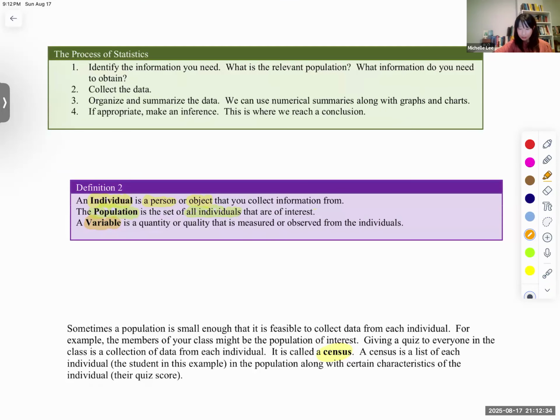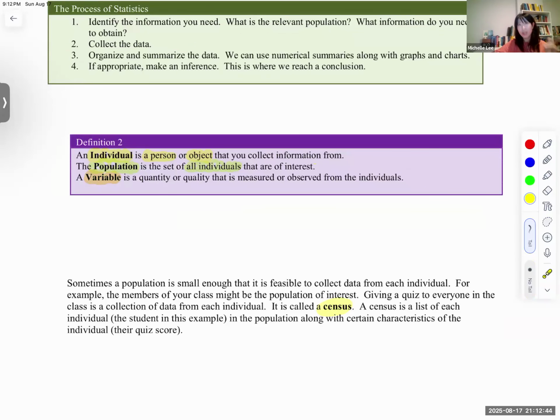Another terminology, we have a census here. We often hear about the census, right? We do a census every 10 years. So a census is a list of each individual.